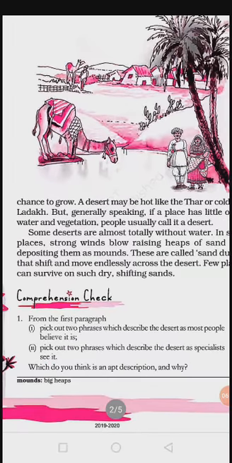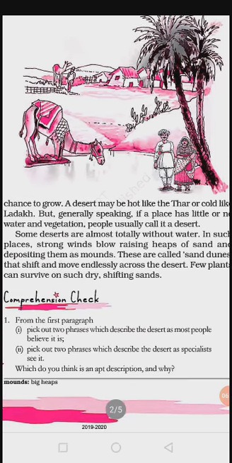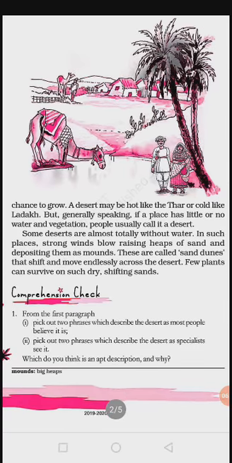A desert may be hot like the Thar, or cold like Ladakh. Another fact given is that deserts are hot, like the Thar desert, or cold, like the Ladakh desert. In Ladakh there is ice everywhere, so it is cold. But generally speaking, if a place has little or no water and vegetation, people usually call it a desert. Where there is no rain or less rain, and no vegetation, we generally believe it to be a desert.